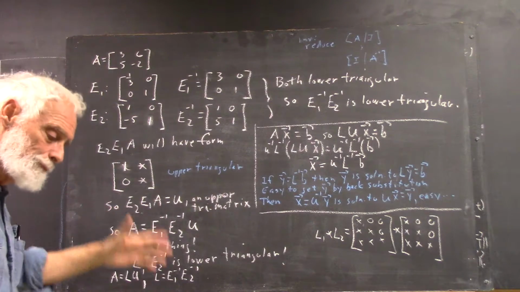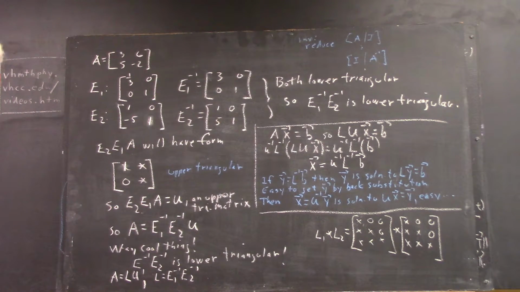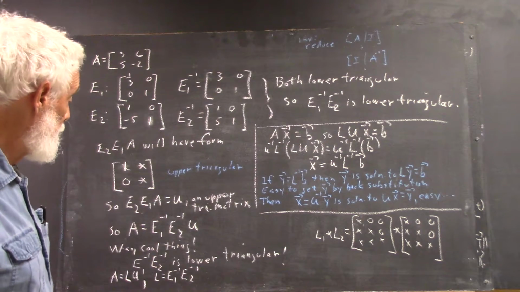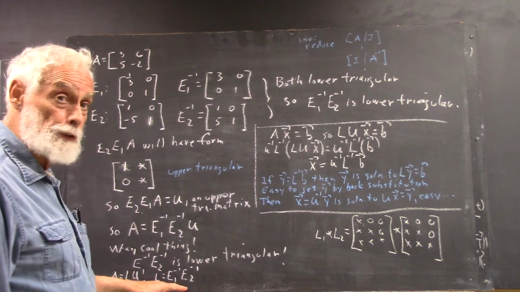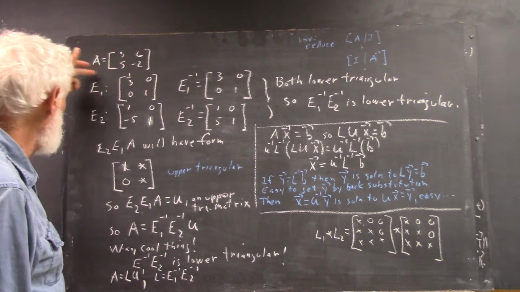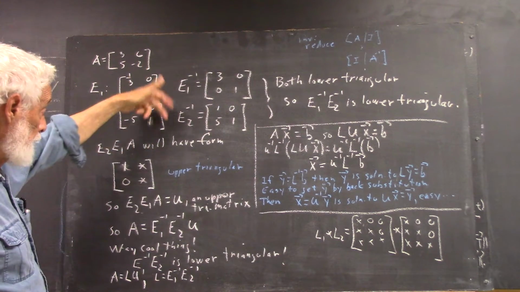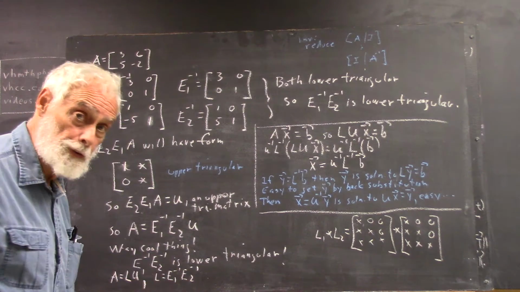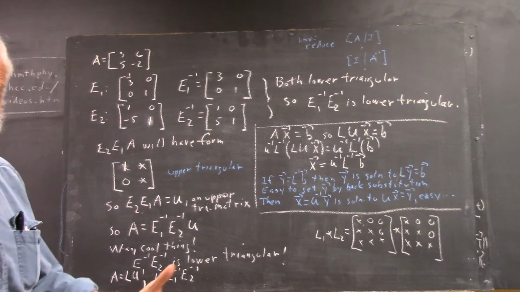Okay, well, we want to see what good that is, and we also kind of need to see what E1 inverse and E2 inverse are. We know E1 and E2. Well, I've written down E1 inverse and E2 inverse, but let's discuss how you get E1 inverse and E2 inverse. It's very simple.